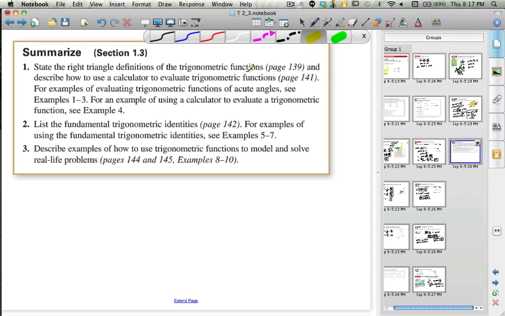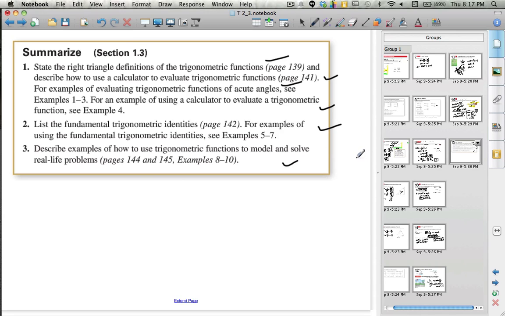So what we've gone through are the right angle definitions of the trig functions. We've described how to use a calculator to evaluate trig functions. We've evaluated the trig functions of acute angles. We've gone through the trig identities and we've solved some trig identities. And we've gone through how to use trig functions to model and solve real life problems. And that wraps up section 1.3 for you.